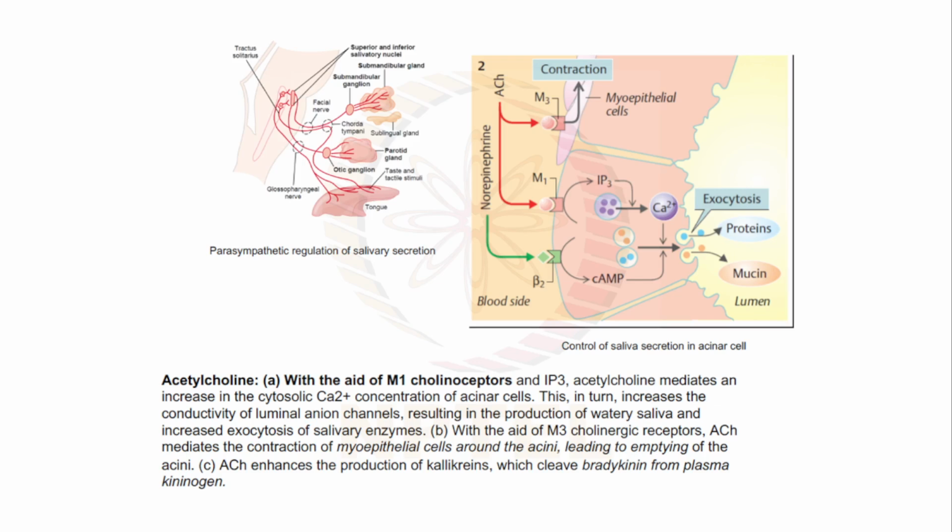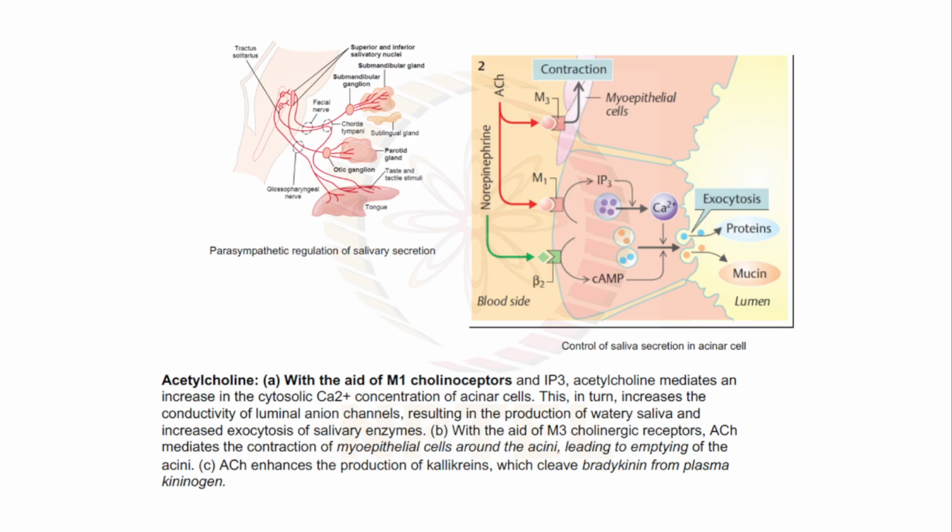Acetylcholine acts with the aid of M1 cholinergic receptors. Here we have two receptors, M1 and M3. The M1 receptors work with the help of IP3. Acetylcholine mediates an increase in the cytosolic calcium concentration of the acinar cells. So in the acinar cells, it will increase the calcium concentration under the effect of the neurotransmitter acetylcholine. The M1 receptor will do that.